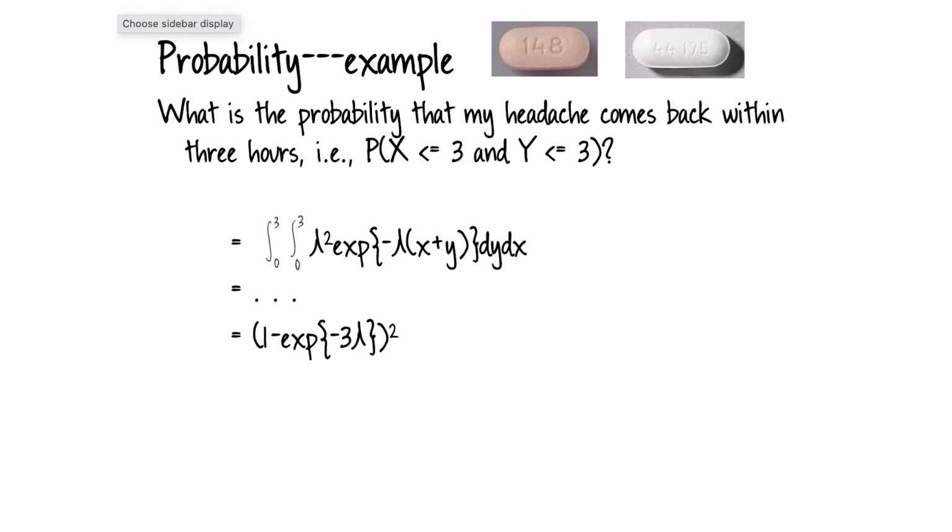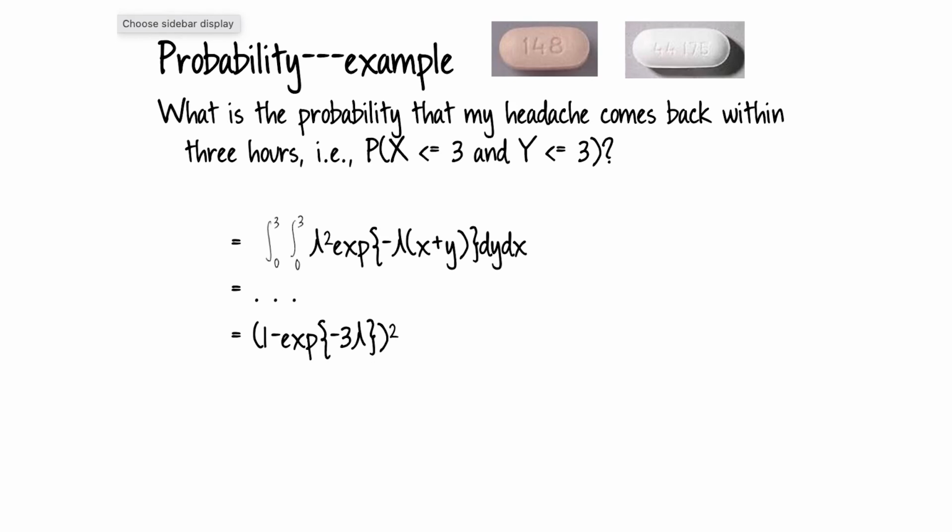Because if x is less than 3 and y is less than 3, that means both of the medicines are not effective within the 3 hours and you will get a headache, right? So yes, it should be not 1 minus. Or did I understand something wrong? Sorry. Okay, I'm confused with the negatives.